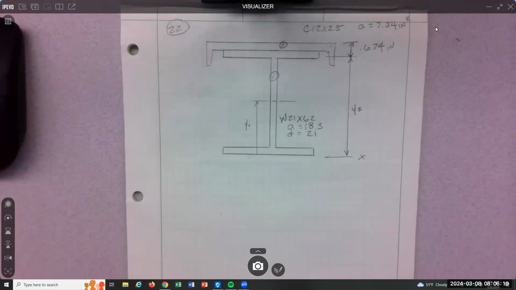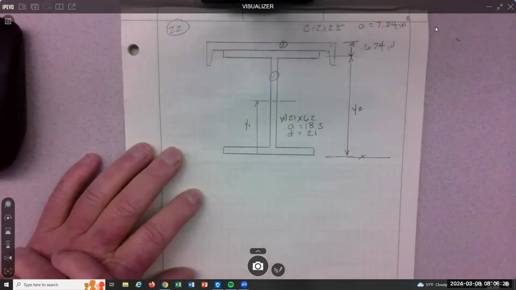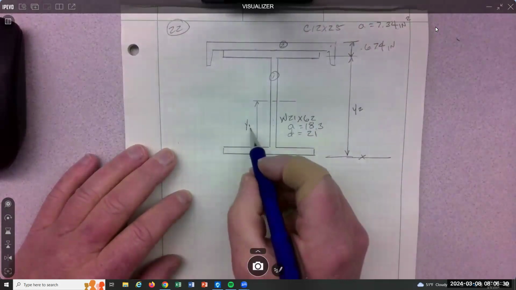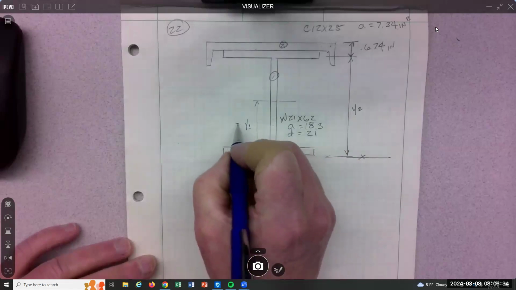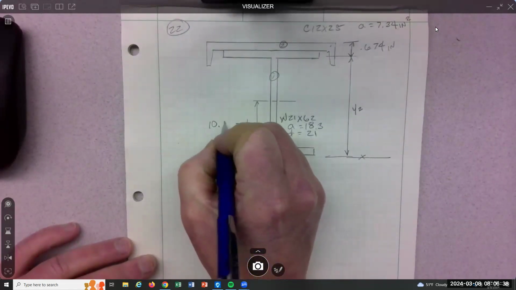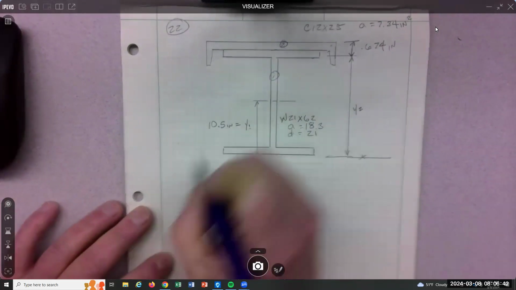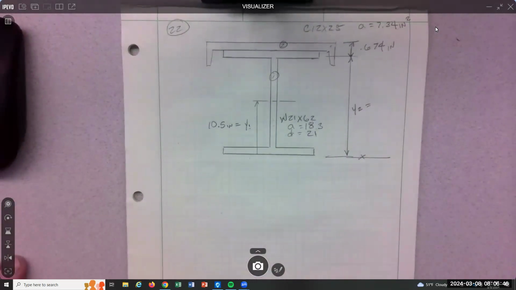Remember, we're going to go areas times Y distances, areas times Y distances. If you make this your X axis down here, then all your Y's come from there. So Y1 is literally just half of the D. What's that? 10 and a half? Yeah, 10.5 inches. And then Y2, you've got to figure it out.